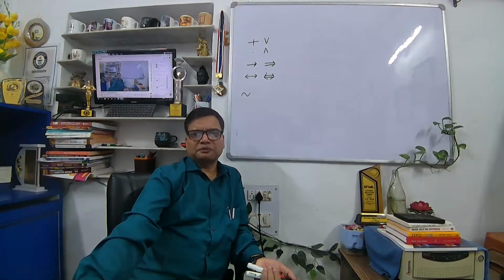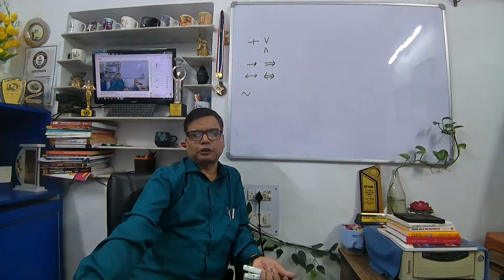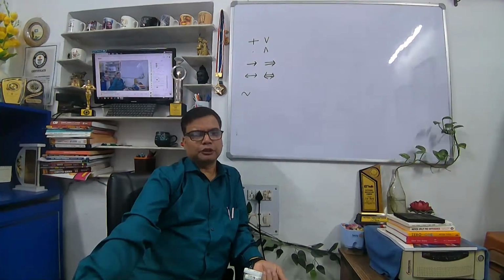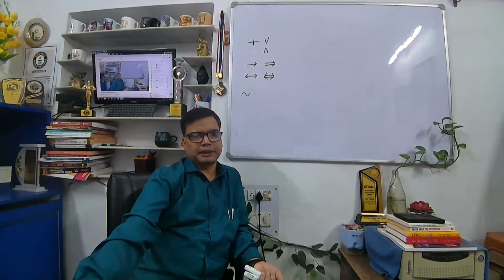Then when we talk about different laws, we have the absorption law, that is A plus AB equals A. Involution law, A double bar equals A. Idempotent law, A plus A equals A and A dot A equals A. Then the complementary law, A plus A bar equals 1 and A dot A bar equals 0. Then the commutative law, A plus B equals B plus A, and A dot B equals B dot A.